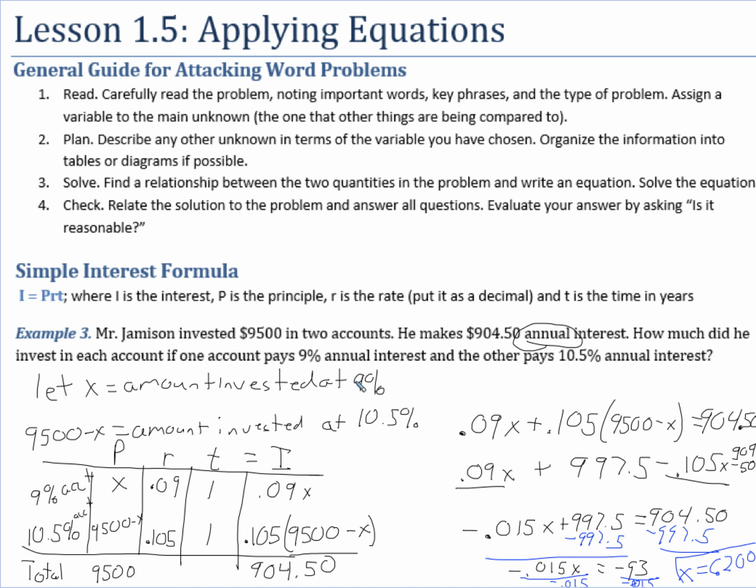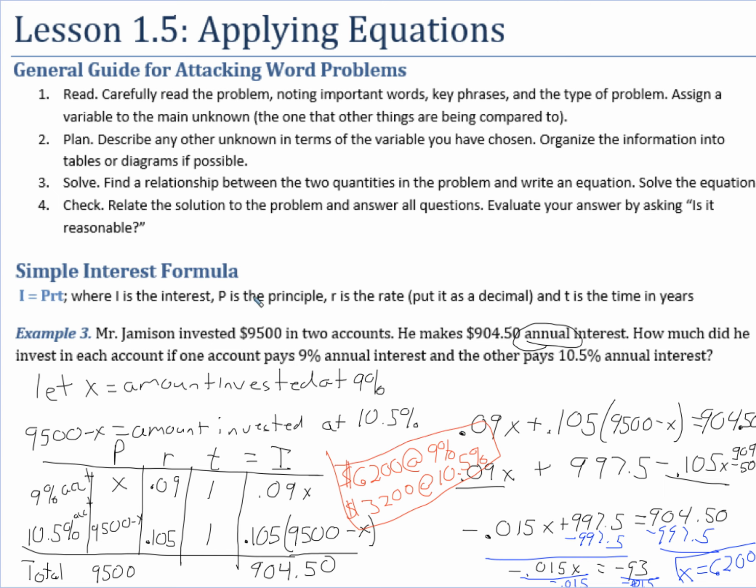x was the amount at 9% interest. So I'm going to put my answer here. I'll put it in red so it stands out a little bit. So we have $6,200 invested at 9%. And how much is invested here? Well, we do 9,500 minus that. That's pretty easy to subtract. So we have $3,300 invested at the 10.5%. So our answer is there in red.